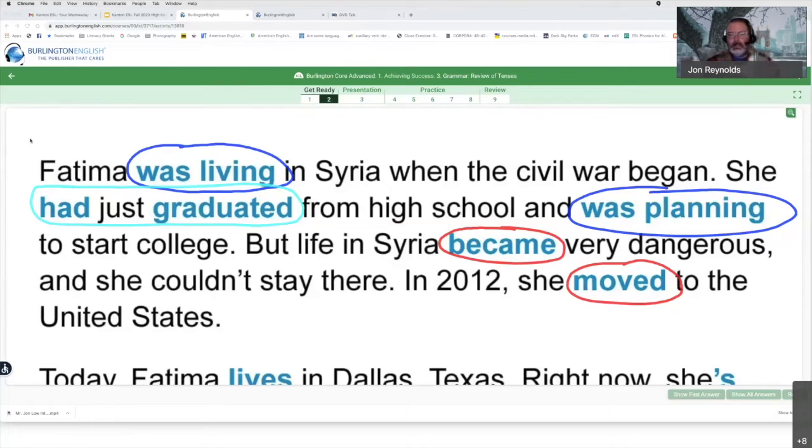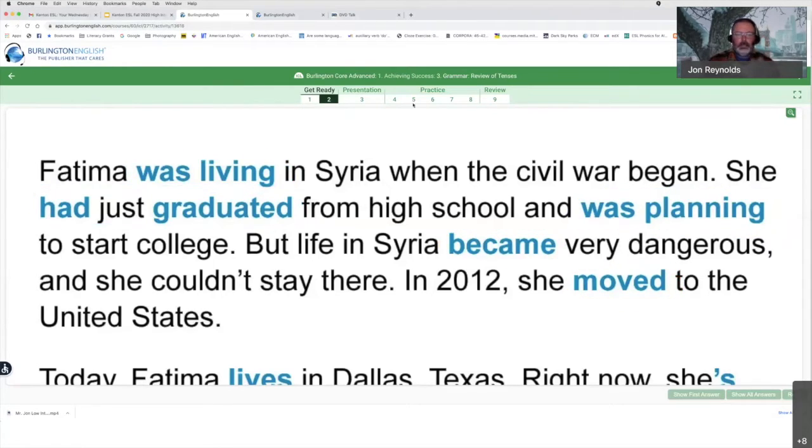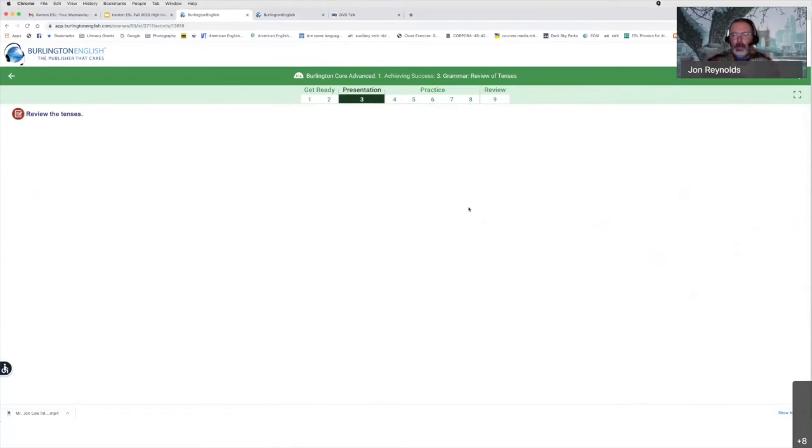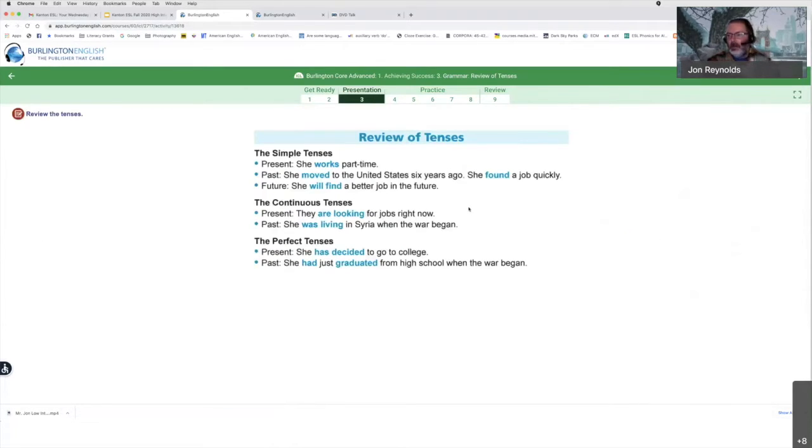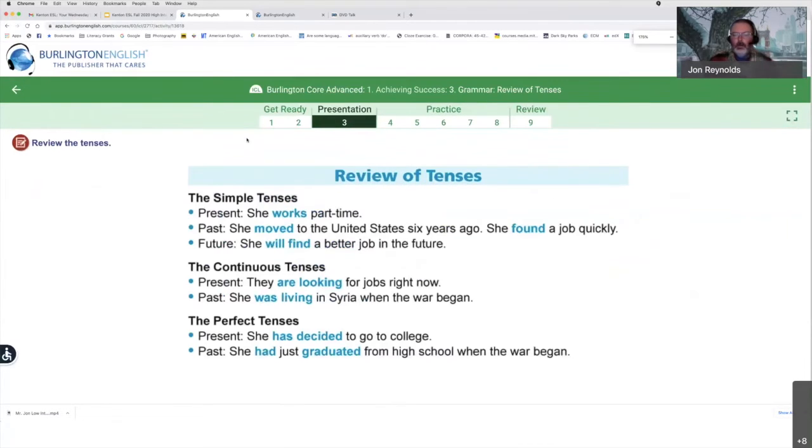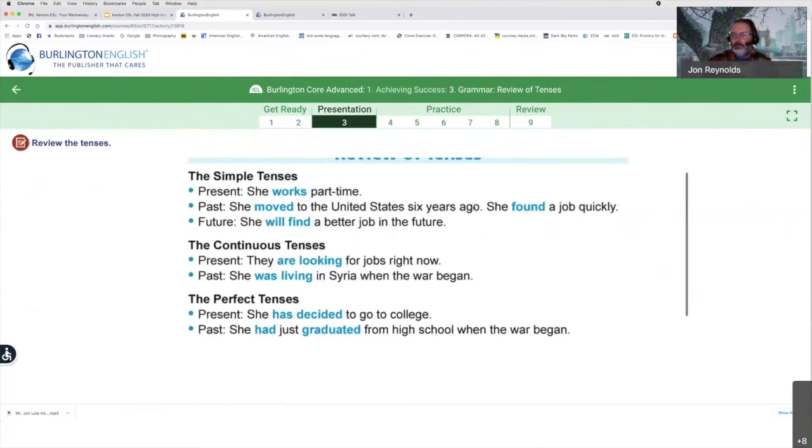So what I want us to think about here, so I'm going to close my annotations for just a moment. So guys, what I would like for you to do is, for homework, you're going to try this whole activity, this whole lesson, and we'll do some extra practice in class next week. But I want you to notice here, and I'll zoom in a little bit, how Burlington English kind of presents the information.